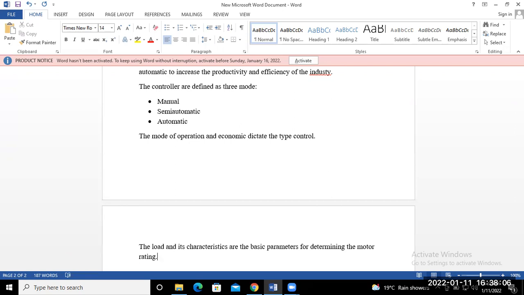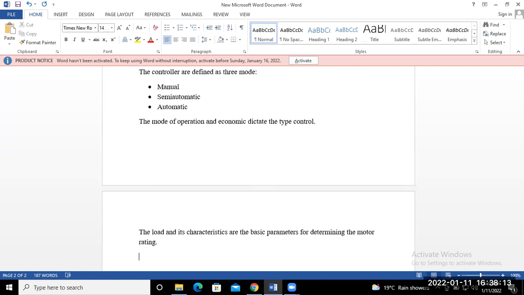The load may be of continuous or intermittent type. That means you have to classify the load, which may be continuous or intermittent type.